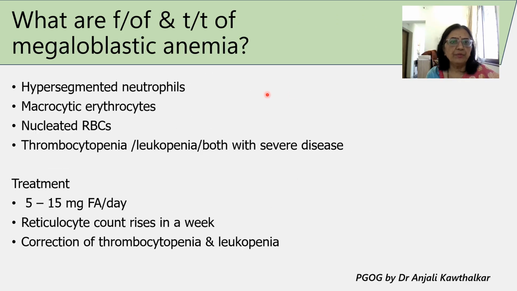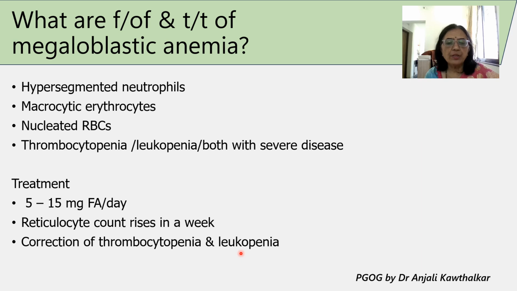What are the features of megaloblastic anemia and treatment of megaloblastic anemia? Features are hypersegmented neutrophils, macrocytic erythrocytes, nucleated RBCs, and in severe disease we can have thrombocytopenia or leukopenia or both. So it will be a case of pancytopenia, and treatment is 5 to 15 milligram folic acid per day. With that, reticulocyte will increase and there will be even a correction of thrombocytopenia and leukopenia.